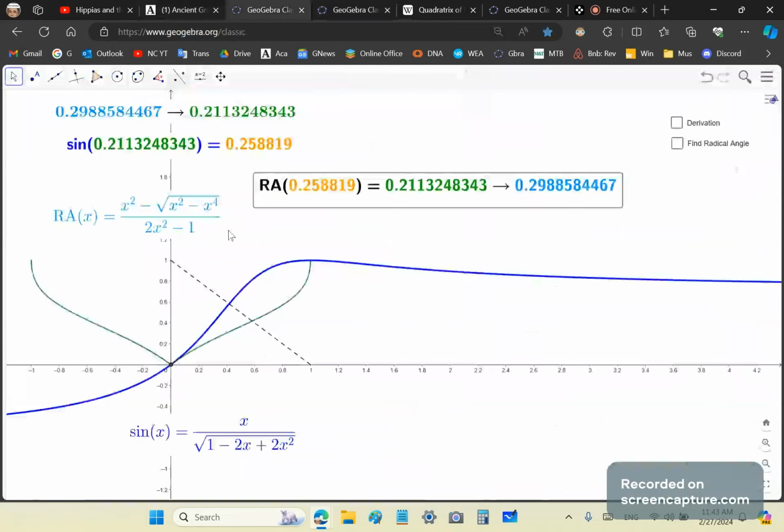Hippias's kinematic curve, not trisectics, the kinematic curve. Trisectics is something else, but I bunched all these things up together.